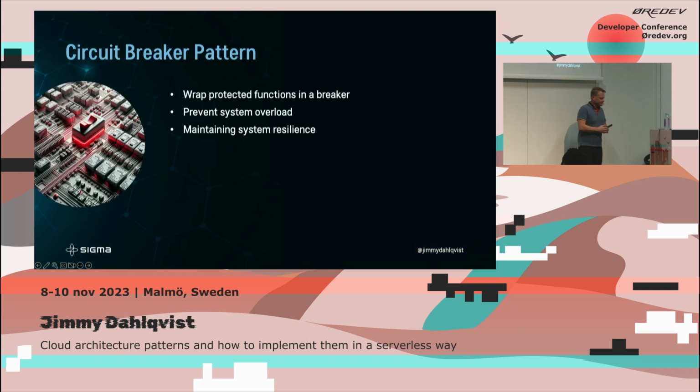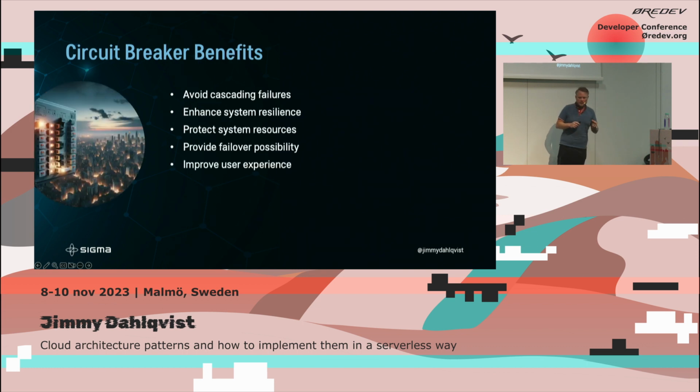The next pattern is the circuit breaker pattern. What is a circuit breaker? A circuit breaker is a way for us to wrap a crucial part of our system inside a breaker, like a light switch, on, off. What that does is it prevents system overload, and it helps us maintain system resiliency. It helps us avoid cascading failures in the systems.